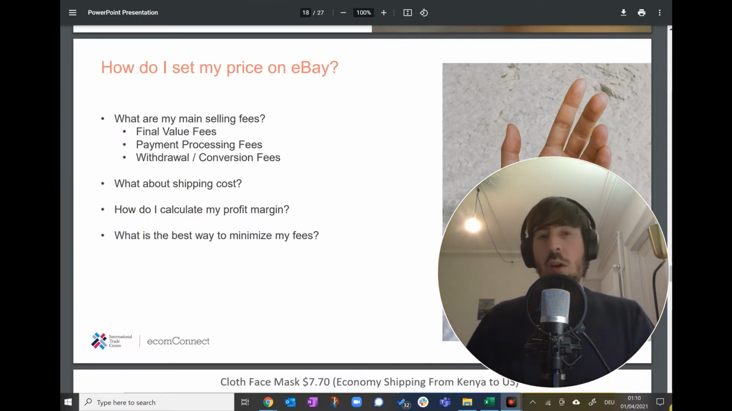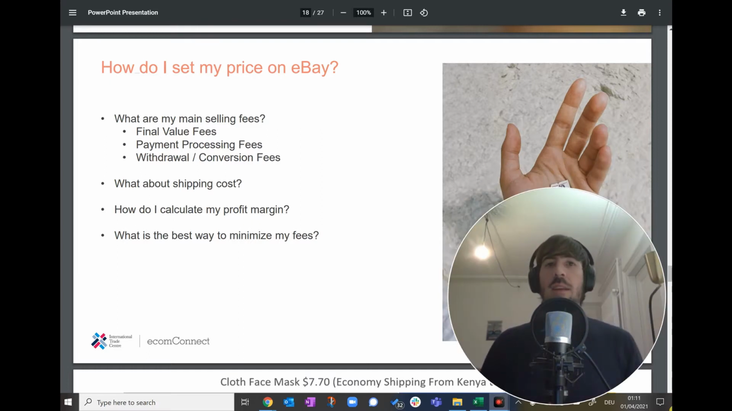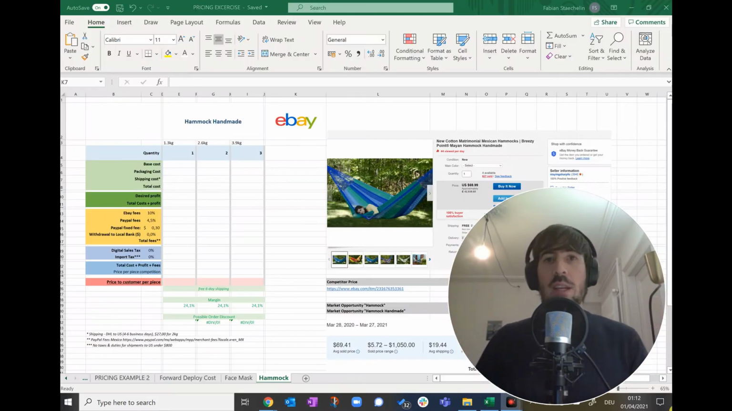So what about the shipping cost? The best practice that I recommend is to include the shipping cost into the final price so that you can offer free shipping. Let's jump right into the Excel sheet and take a closer look. The example I want to use here is selling handmade hammocks from Mexico to the US.